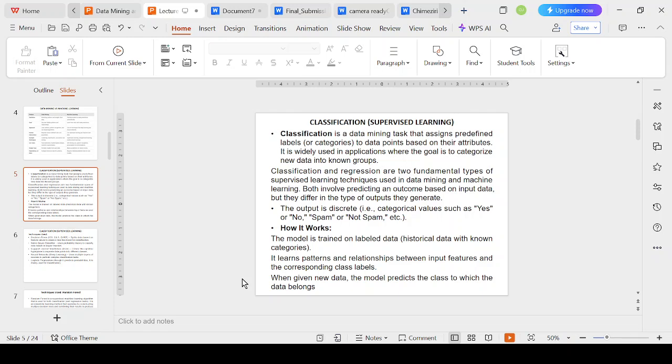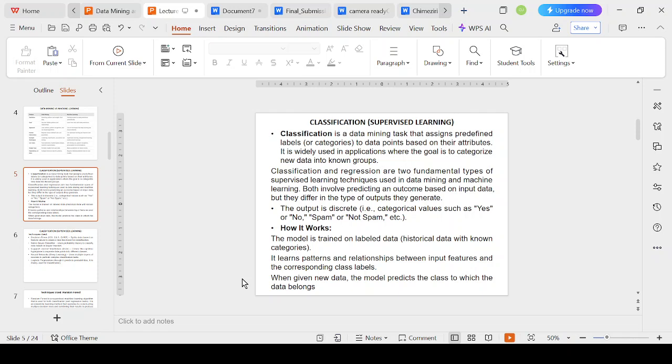As opposed to regression, classification and regression are two fundamental types of supervised learning techniques used in data mining and machine learning modeling. Both involve predicting an outcome based on input data, but they differ in the type of output they generate. In classification, the output is discrete, that is, categorical values such as yes, no, one, zero, spam or non-spam.